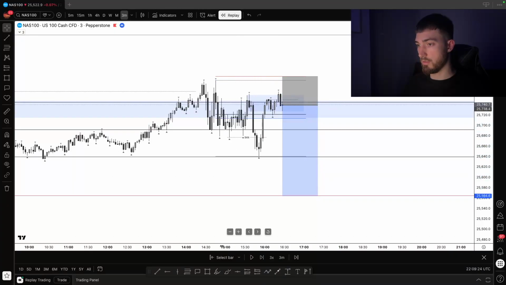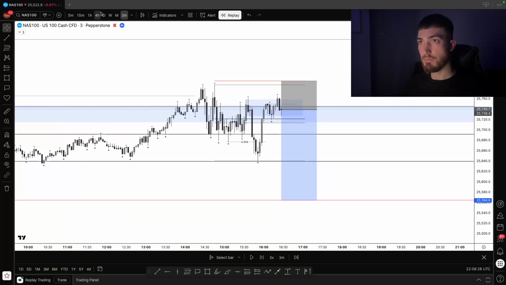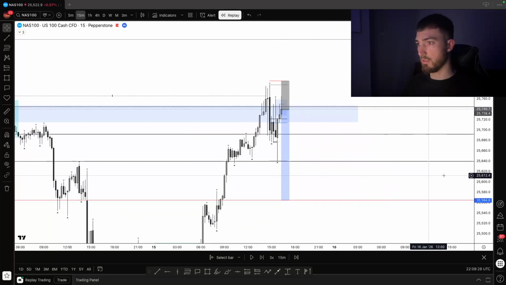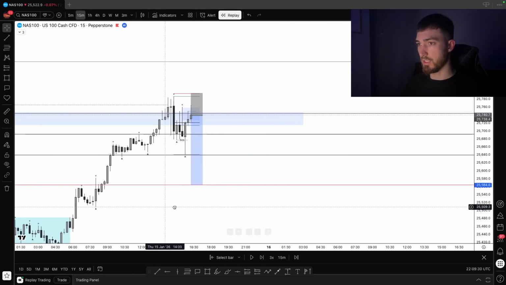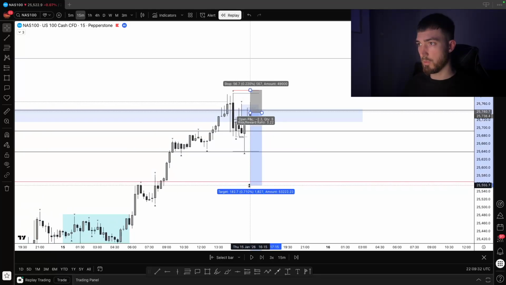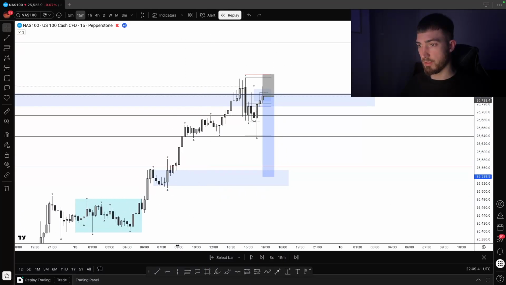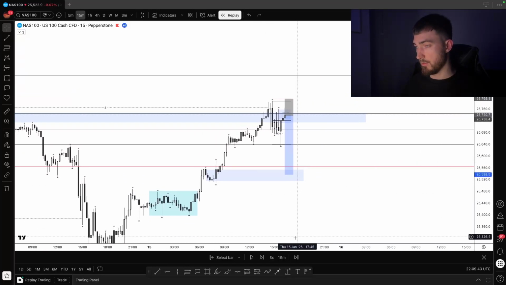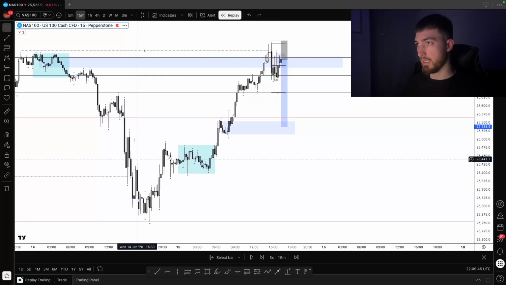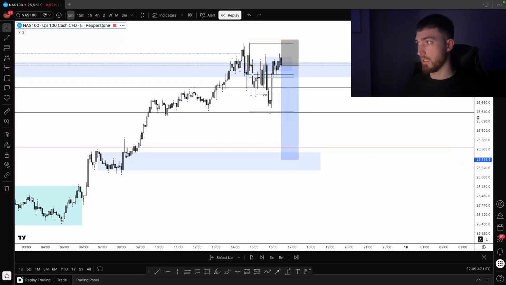targeting 1 to 3. In this case, I believe I actually managed to squeeze a little bit out on a 1 to 3.5 R. So I was just targeting this level in here as a retracement of this leg. So I'll let price play out. We can see exactly what it did.